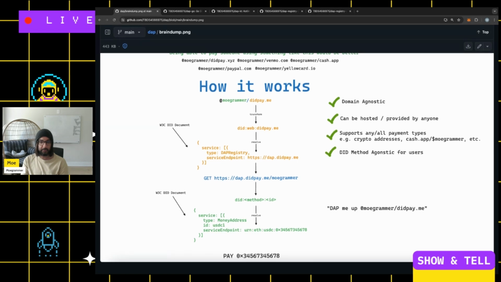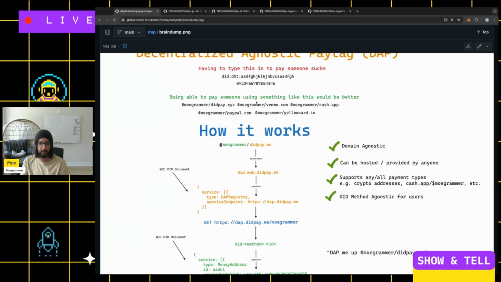So yeah, DAPs are pretty straightforward. I think it can be broken down into 2 different pieces. You've got the handle, which is registered with a DAP registry. A DAP registry is represented as a domain. So if I were to register my handle at, say, the domain didpay.me, the specification goes into quite a bit of detail about how registration would work.